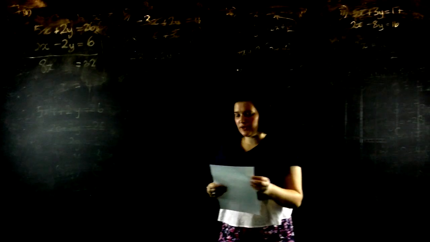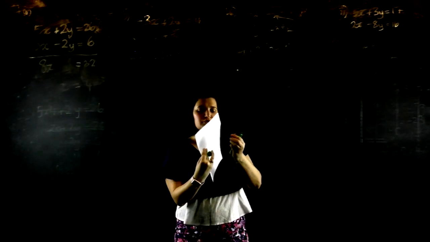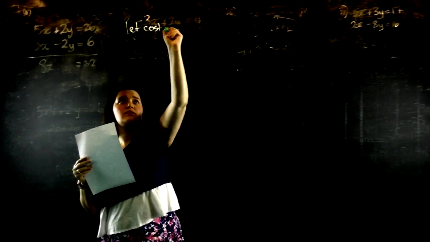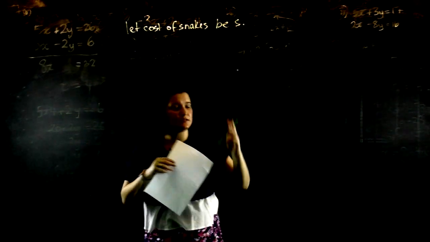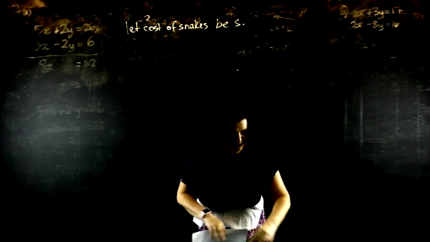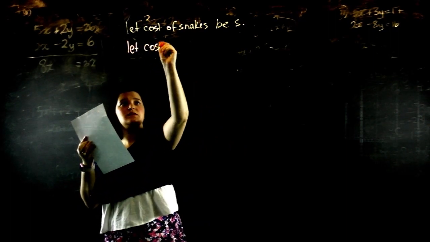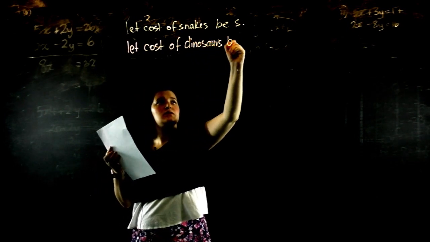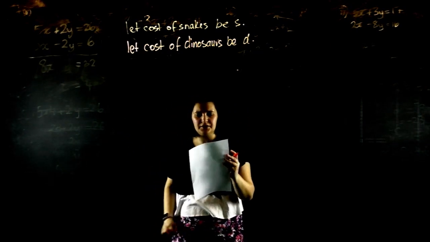Now the final question is worded simultaneous equation. So Jerry's shopping for toys for his little brother. If 4 snakes and 2 dinosaurs. So we're going to let the cost of snakes be S. I'm going to change pens because that one's not working very well. And we're going to let the cost of dinosaurs be D. Now you need to have that. If you don't have that, you should be losing a full mark because you haven't defined your terms.